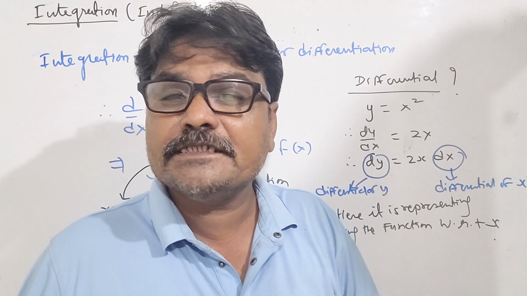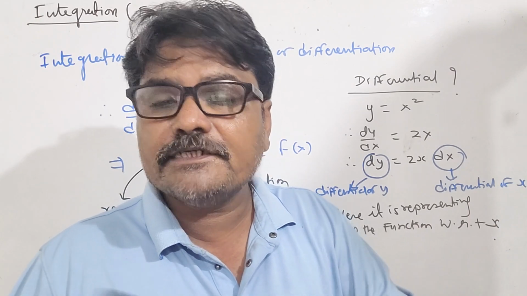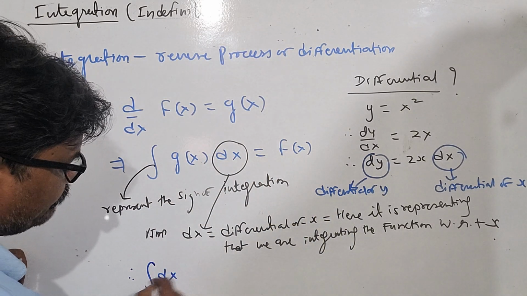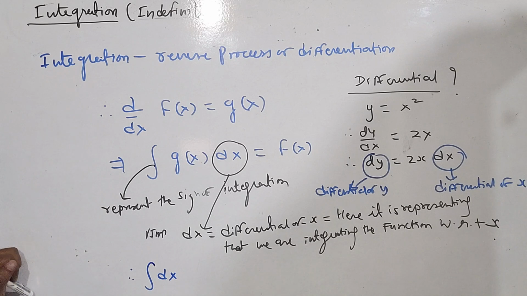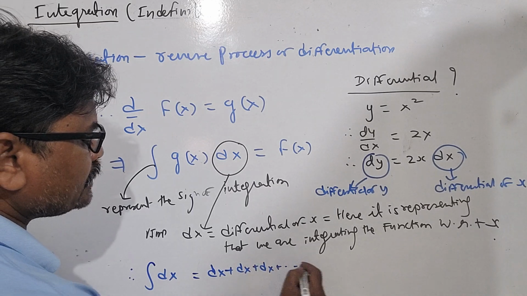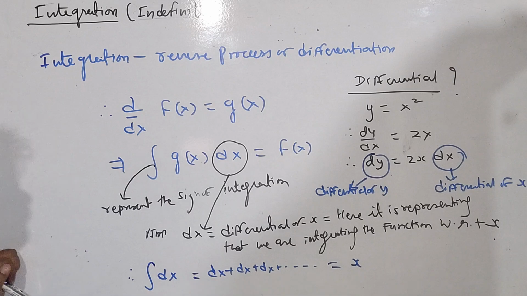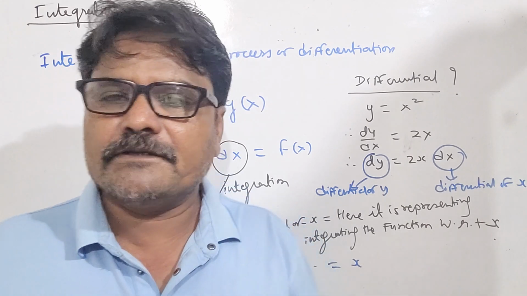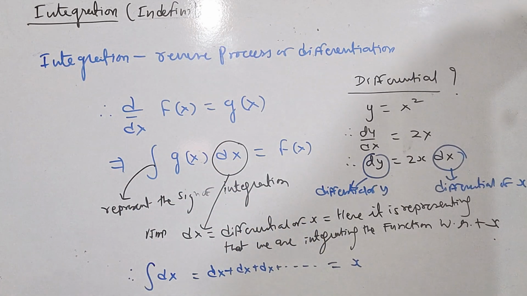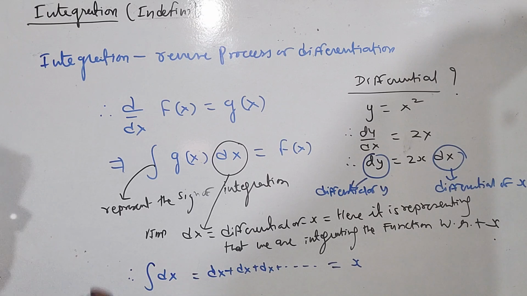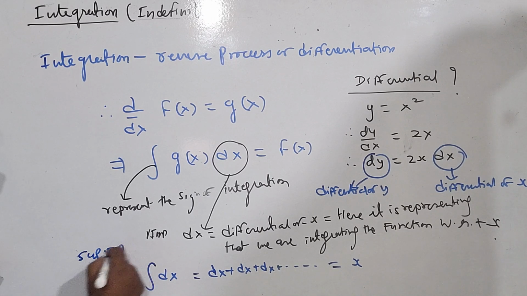And integration means we are adding, we are summing. So therefore the very important formula, that is the integration of dx, is simply dx plus dx plus dx and so on. That will definitely give x: the small part of x plus small part of x plus small part of x will finally give x. So therefore the integration of dx, or you can say the integration of 1 dx, is x. Super important to understand this.